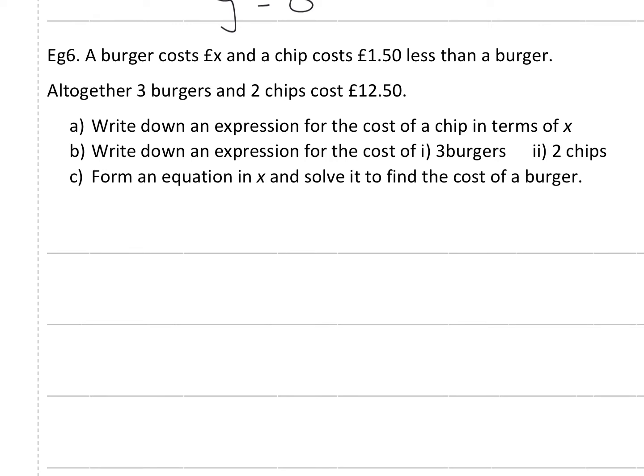Example 6. A burger costs X pounds and a chip costs £1.50 less than a burger. Altogether, 3 burgers and 2 chips cost £12.50. Part A. Write down an expression for the cost of a chip in terms of X.